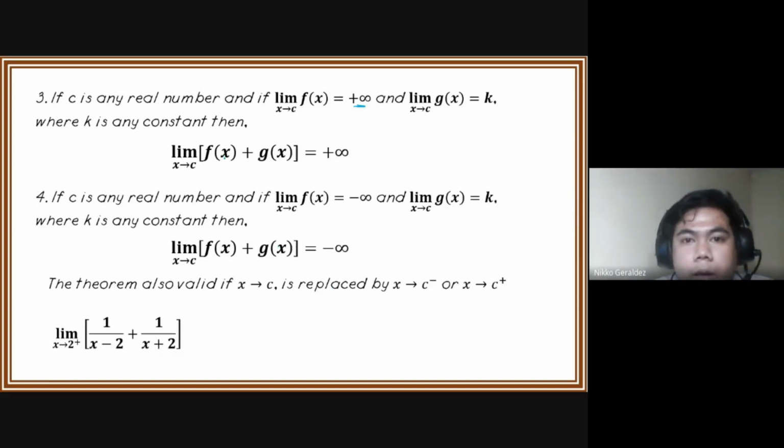So parang ano yan? Positive infinity plus k, that is positive infinity. Negative infinity plus k, so negative infinity.